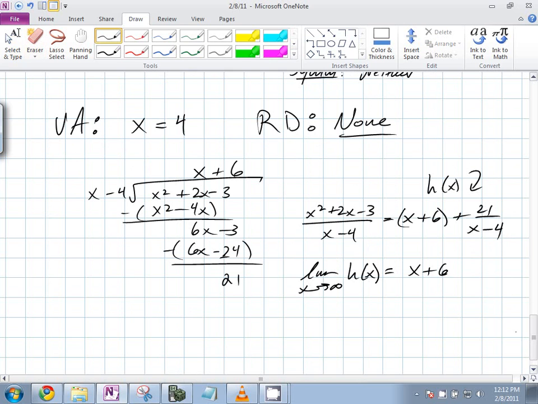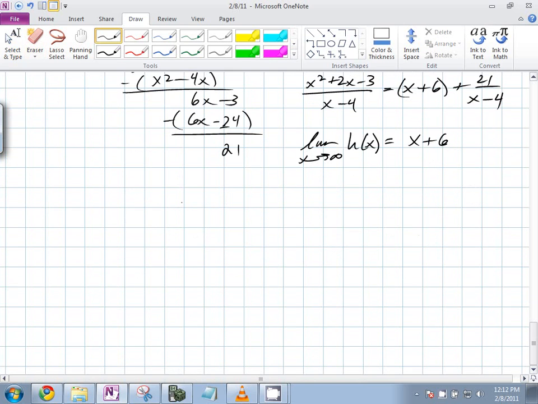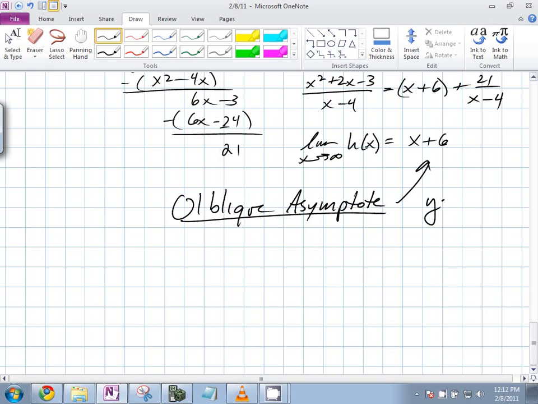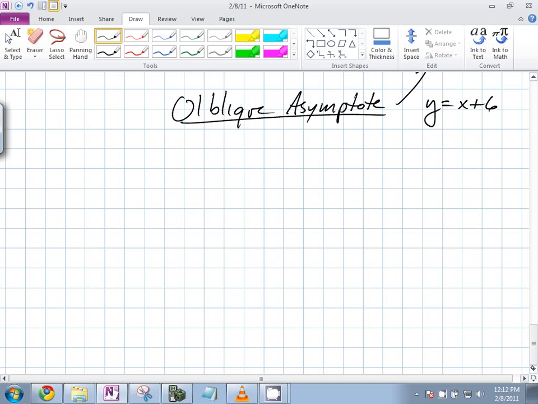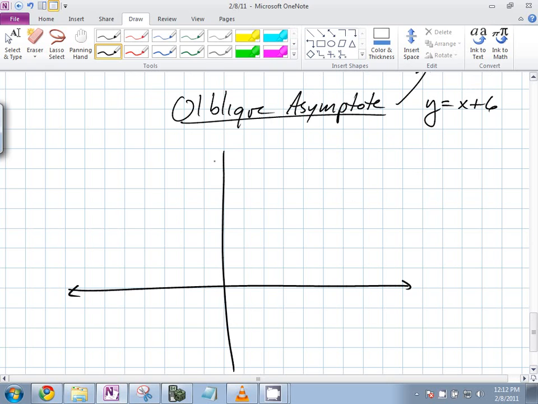So do you know what that is right there? You just found your first oblique asymptote. So the oblique asymptote is x plus 6. Yes, y equals x plus 6. Let's put together everything that we've learned so far. And guys, we're interested in rough sketches with important labeled points, not super exact. The general idea is what we're looking for.